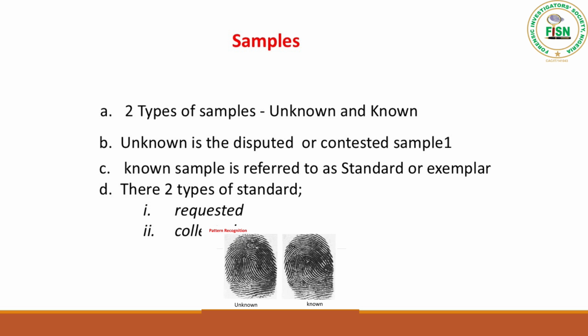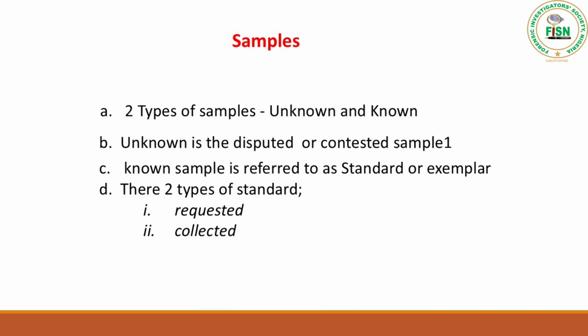And when we say the known, what we mean by that is the sample that is from the alleged writer, that we know is from the alleged writer. We call them known or standard, or we call them exemplar, standard, or known sample. Now there are two types of standard or exemplar: the requested or collected.